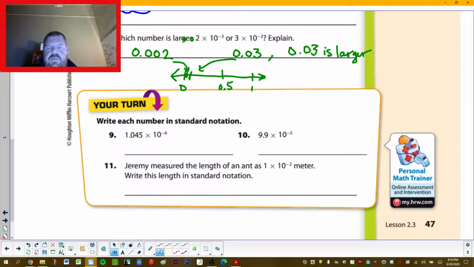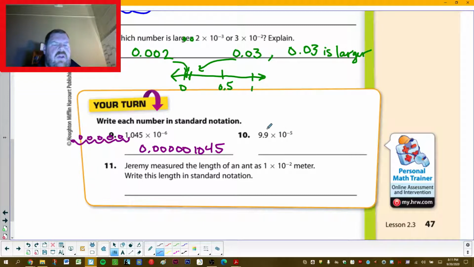All right, let's look at some examples here. These are your turn problems, but I'm going to go ahead and do them. You can pause if you want to and do it. I'm moving decimal 6 times. 1, 2, 3, 4, 5, 6. Decimal there. 1, 2, 3, 4, 5 zeros. 1, 2, 3, 4, 5 zeros. 1, 0, 4, 5. We do want to write all those digits that they give us. So that's the moving it method.